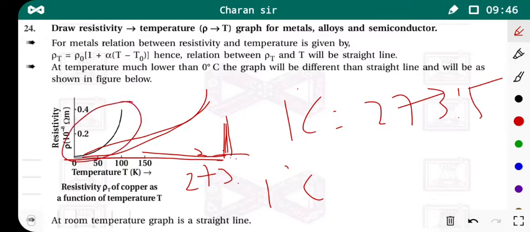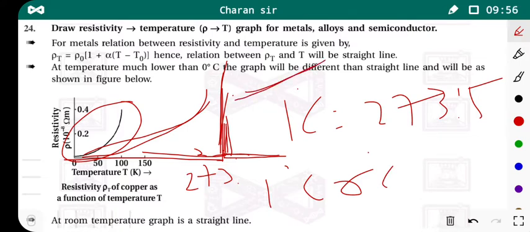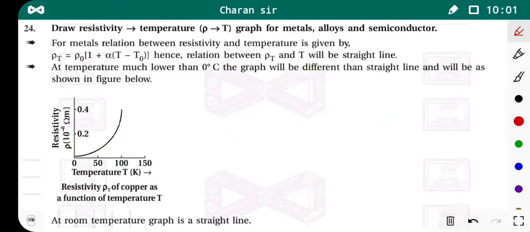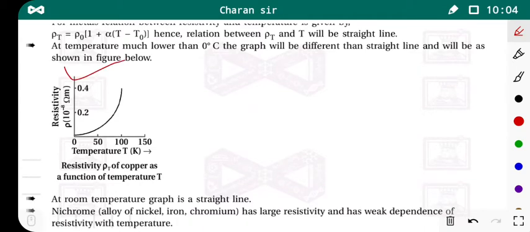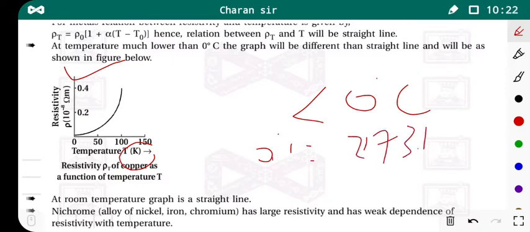In this portion, you get the graph that is not a straight line, as indicated here. But after this point, the temperature is above 0 degree Celsius, so you get a straight line graph between resistivity and temperature. Is it okay? Here the graph is given for below 0 degree centigrade, and the temperature is not given in centigrade but in kelvins. So remember that 0 degree Celsius is 273.15 Kelvin.